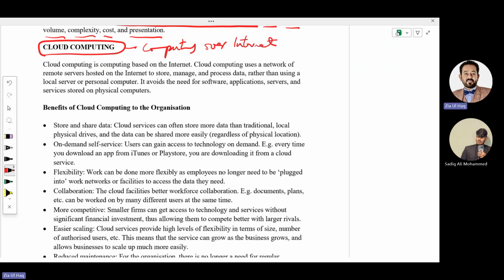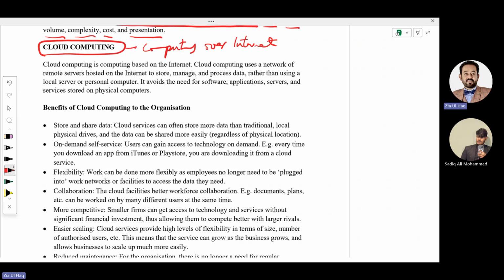Computing over the internet means Google Drive, in which you can store data for security purposes. From that drive, you can share different software, different files, different folders with each other. Even if people are sitting in another part of the world, you can share software, files, and folders with them. That is called cloud computing, meaning computing over the internet.